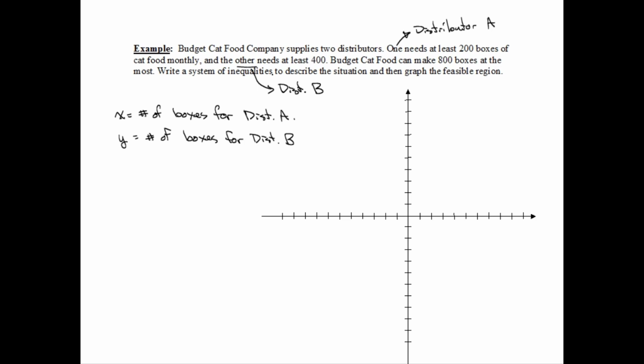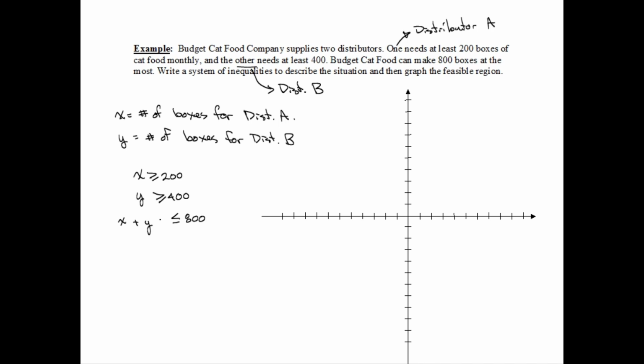So to write a system of inequalities that describes it, looks to me like x, the number for distributor A, needs to be at least 200. The other needs at least 400, so that's B. So that means y has to be at least 400. Okay, now let's look at the production limitation. Budget Cat Food can make 800 boxes at the most. In other words, we can't make any more than 800. And there aren't any other distributors besides these 2. So what does that mean? The number for A plus the number for B cannot exceed 800.